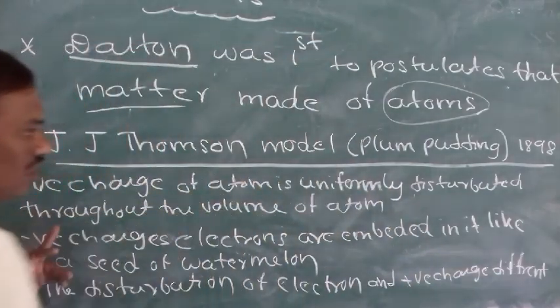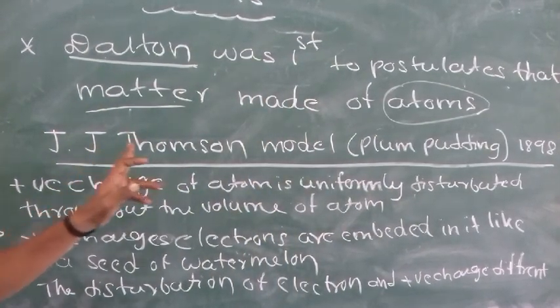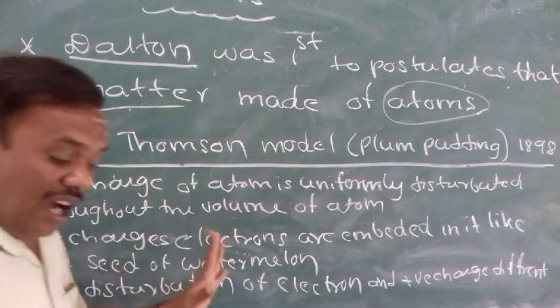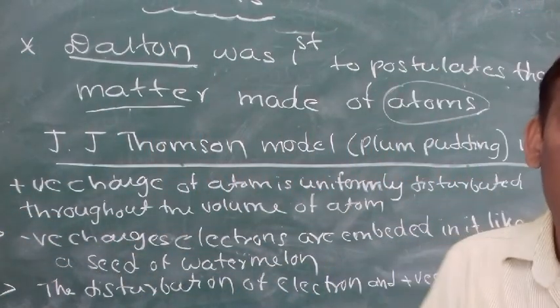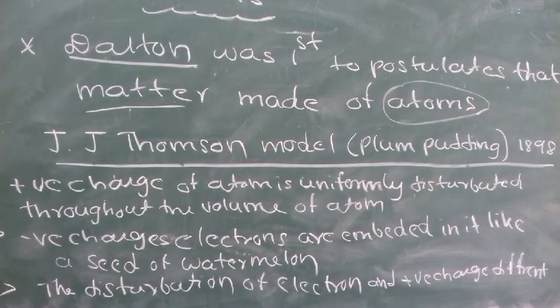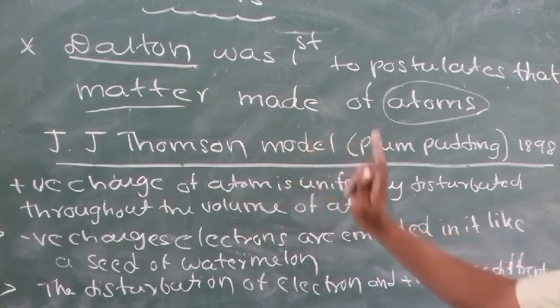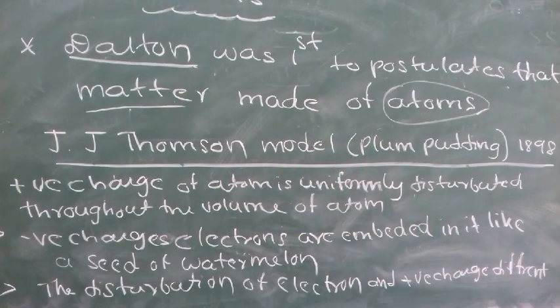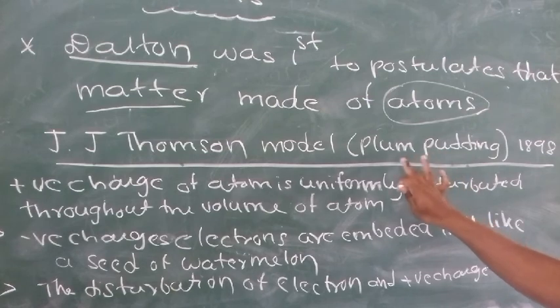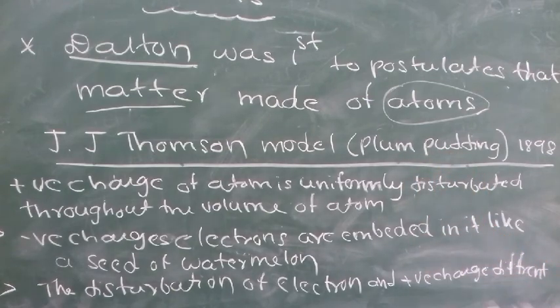The J.J. Thomson model is a model given to explain the structure of the atom. What is the structure of the atom? What does it consist of? To explain all this, many scientists put forward theories. The first theory was given by Thomson. So it is called the J.J. Thomson model, also called the Plum-Pudding model, given at the end of the 18th century, in 1898.